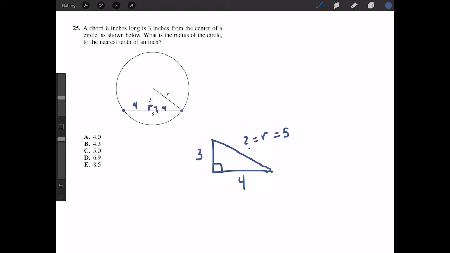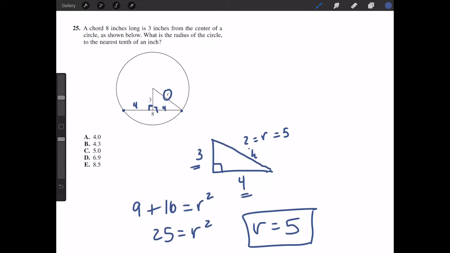If you don't know that special triangle, you can still figure it out using the Pythagorean theorem, which says that the sum of the squares of the sides should be equal to the hypotenuse squared. In this case, 3 squared is 9, plus 4 squared is 16, and this will be the radius squared. So 25 is the radius squared, because the radius is the hypotenuse. Now, we don't want to know the radius squared, we want to know r, the radius. So we need to take the square root of both sides, and so the radius is equal to, of course, 5, which is choice C.